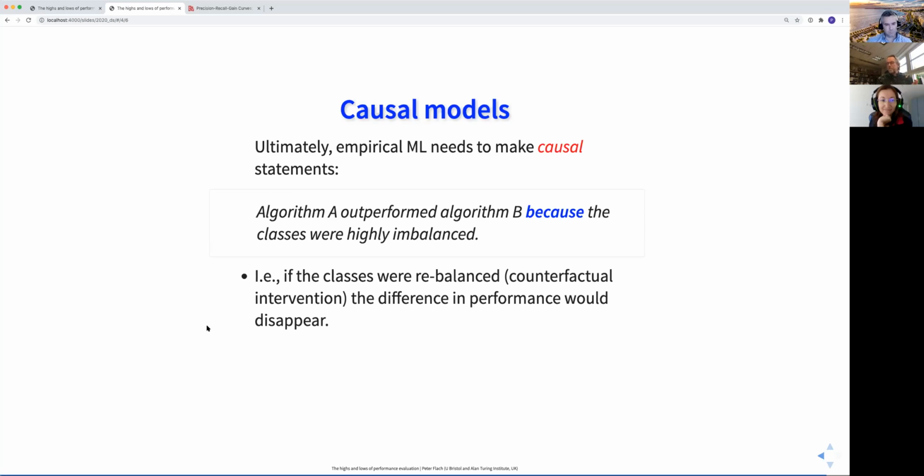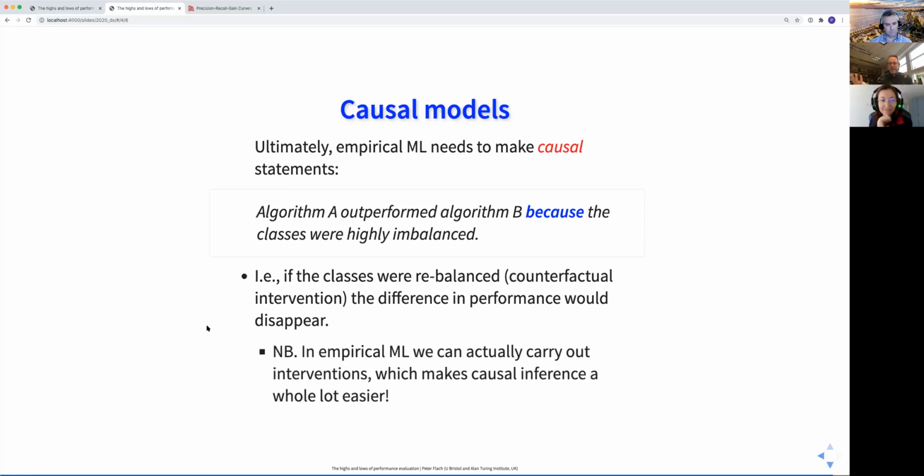Why is causal inference hard? Because as soon as I give somebody a drug, like a COVID vaccine, I can't not give the drug to the same person and see what happens, right? The interventions are not possible. But in machine learning, in these cases, the interventions are possible. I can just rerun the same experiment with rebalanced classes. So I can actually make these kinds of causal statements.